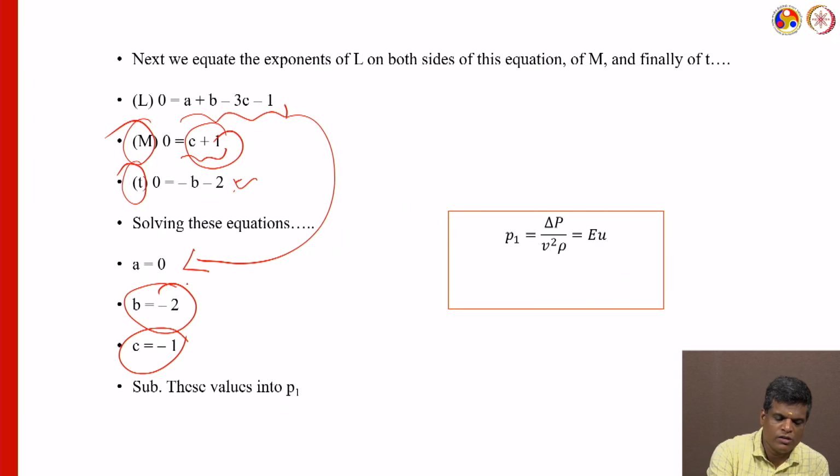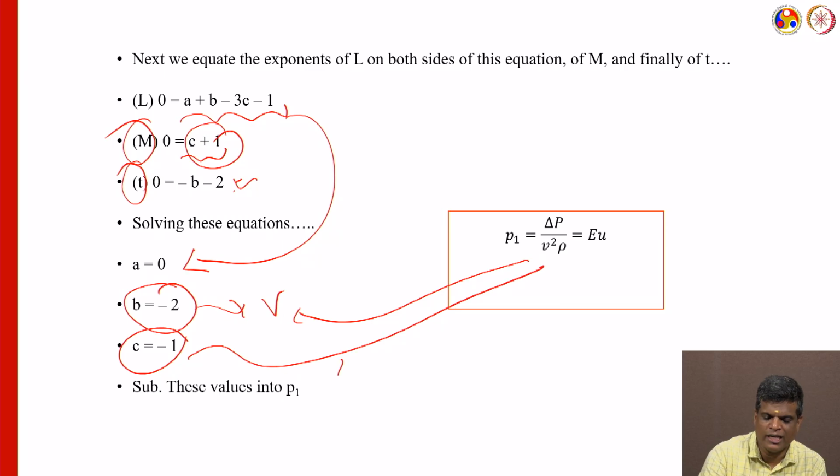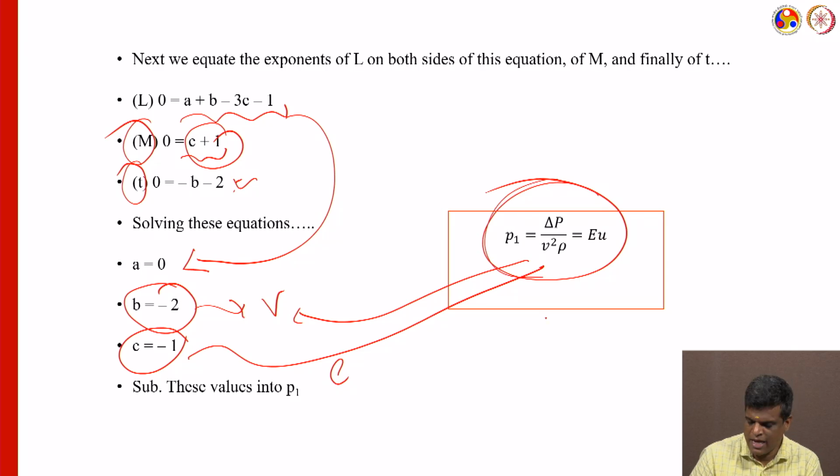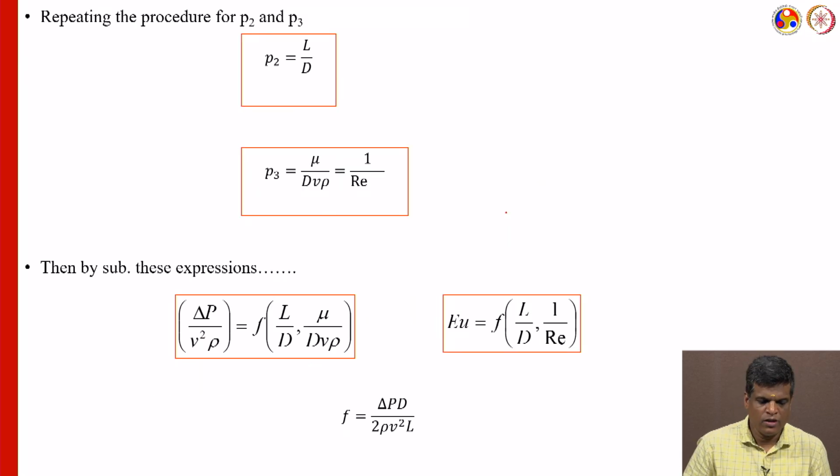So just substitute that, then we can write here B stands for V squared, and C here is minus 1, that's the density. So finally we got this equation, this dimensionless number, which we call the Euler number. This is called the Euler number, the P1, the first one. The second one, same way, the P2 here, L by D. These are dimensionless numbers again.